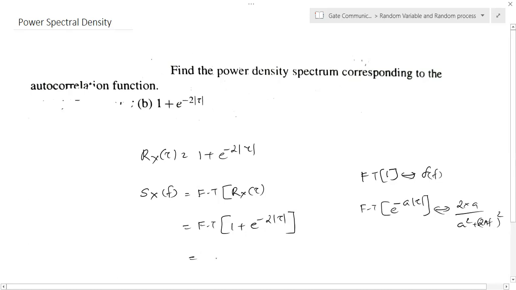So if you apply the result, it becomes del of f plus, instead of 2a, you can write 4 here, 2 into 2 by 4 plus 2 pi f the whole square. So this is the power spectral density of the given question.